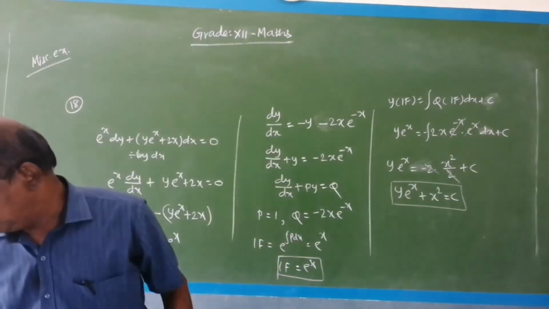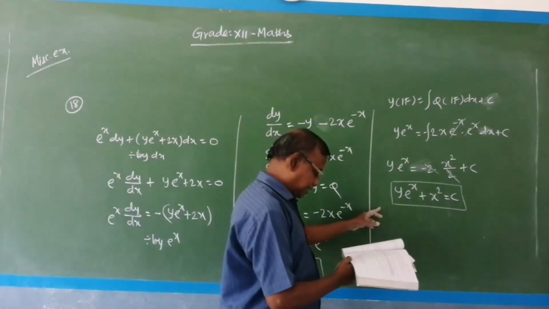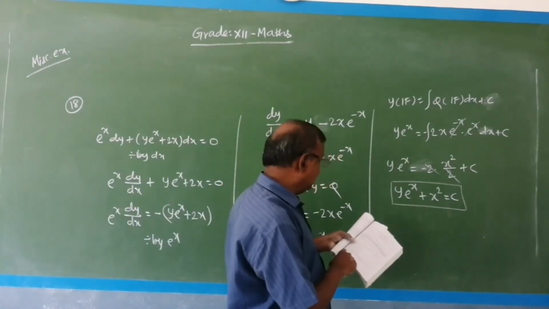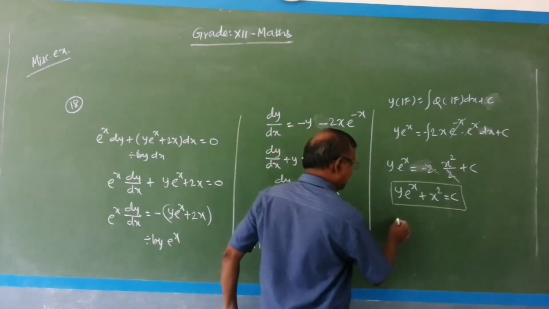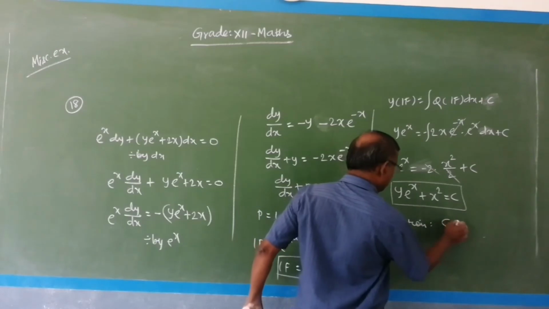So, now verify the answer. The option here also is C. The C option is y e power x plus x square equal to C. Therefore, for this question also the option is C.